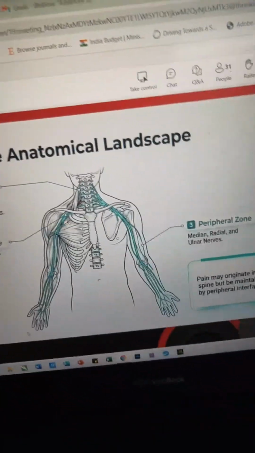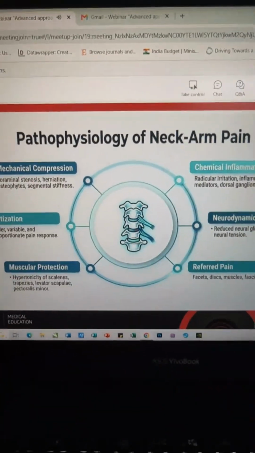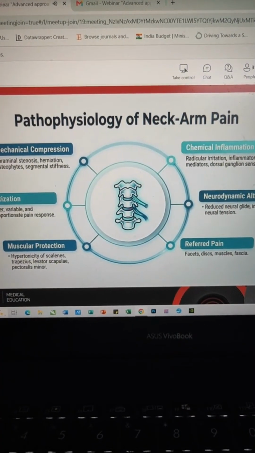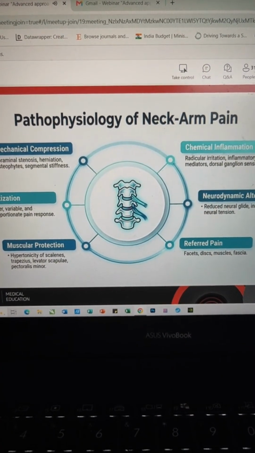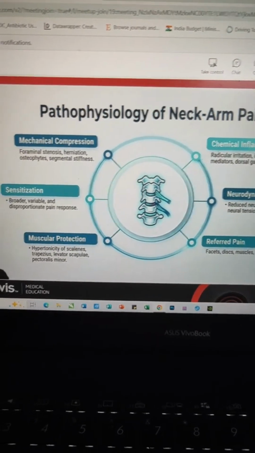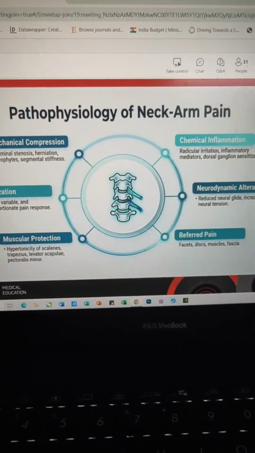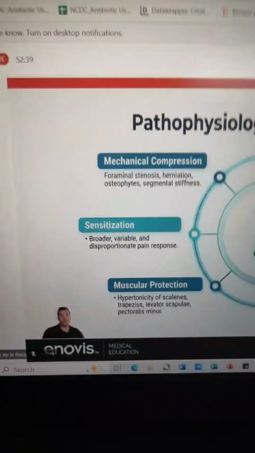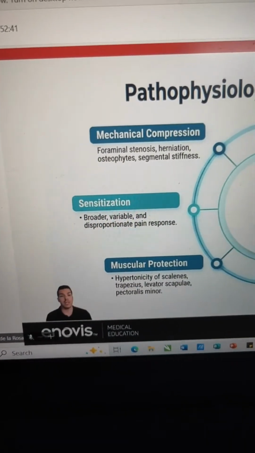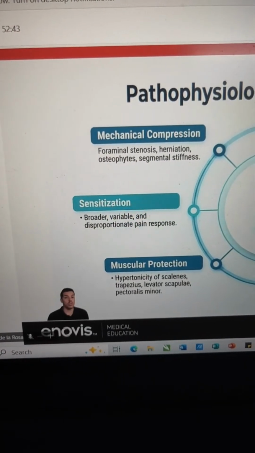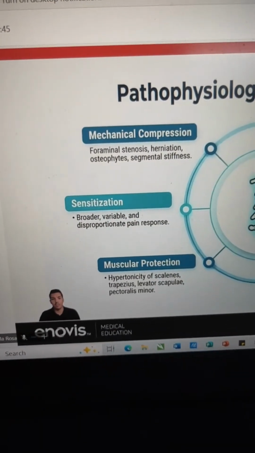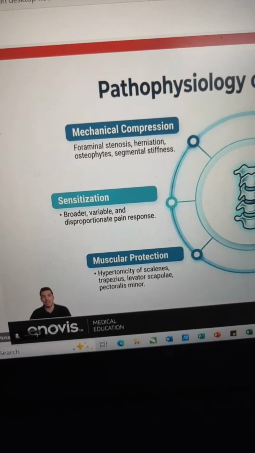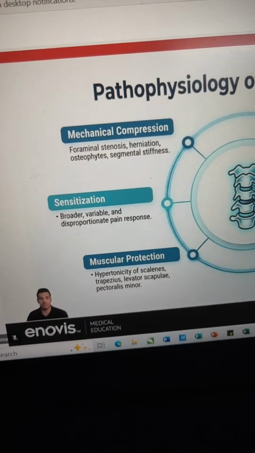Let's now talk a bit and better understand the pathophysiology of cervical upper limb pain. Cervicobrachial pain rarely depends on a single mechanism. Normally, we are dealing with mixed situations. That is, mechanical compression may occur due to foraminal stenosis, a protrusion, or a disc herniation with osteophytes or loss of segmental mobility. However, the presence of a structural alteration doesn't always automatically explain the patient's symptoms.